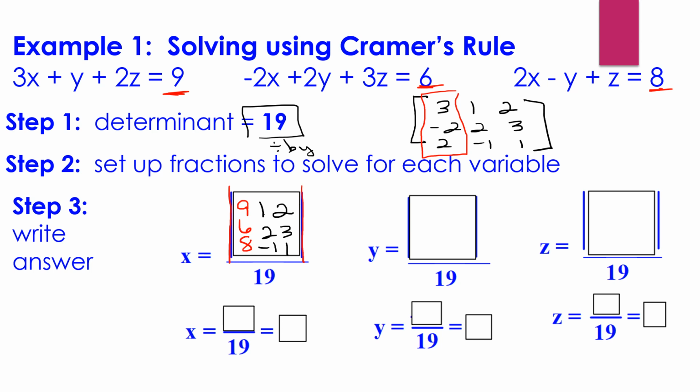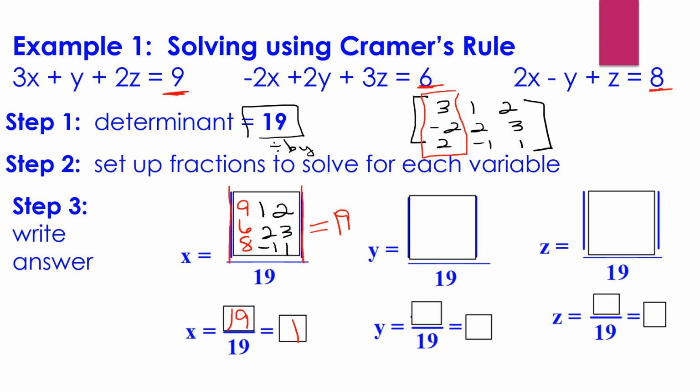In this case, the determinant of our x matrix is actually 19. So my fraction is the determinant of the x matrix divided by the determinant of the original, which is 19, and 19 divided by 19 is 1. Okay, just stick with me if you're kind of scratching your head a little bit.